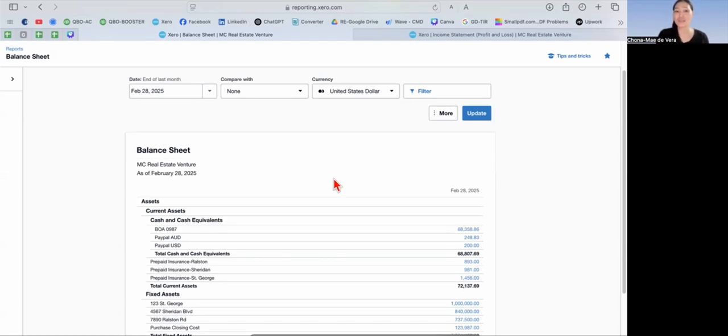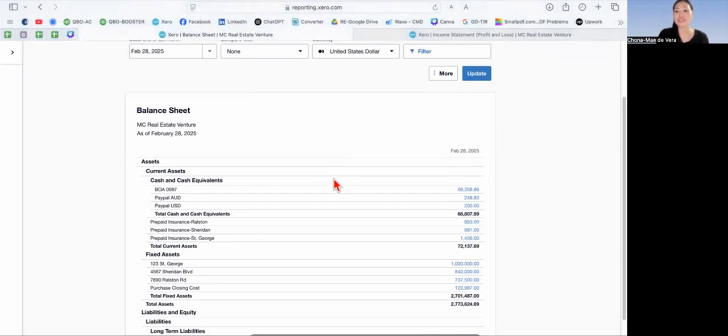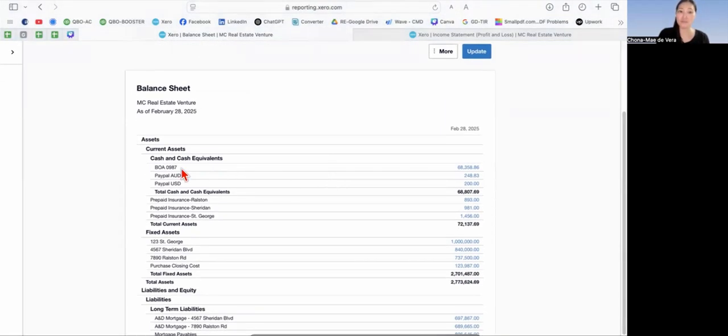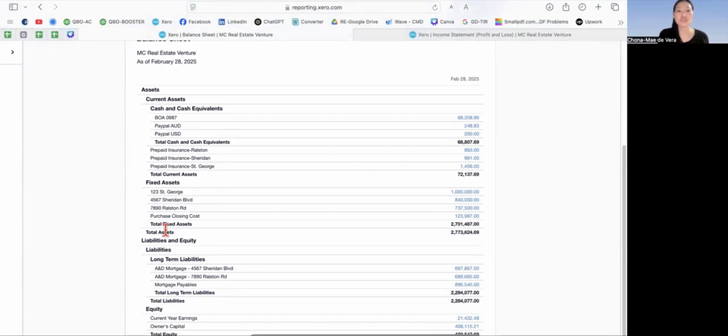As of February 28th this year, these are the current assets that we have. The bank accounts are Bank of America 0987, PayPal Australia, and PayPal United States. As you can see, the amounts are good. And we also have prepaid insurances for the three properties that we have. We have paid the insurance for the whole year. We will only recognize the insurance for the first month, of course, so that it's properly accounted. And over the next 11 months, we will spread the remaining prepaid insurance that we have here.